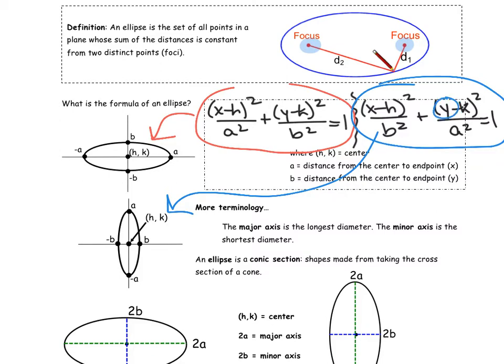When y squared is being divided by a squared, the major axis is along a vertical line. When x squared is being divided by a squared, the major axis is horizontal.